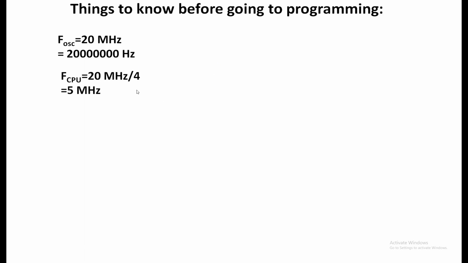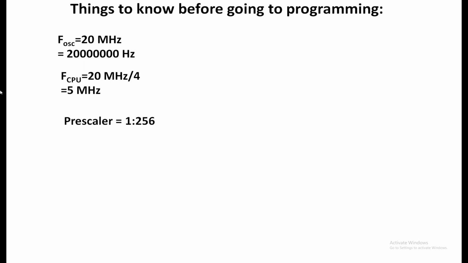Now guys, for the frequency of CPU, divide the frequency of oscillator by 4. That is done by the internal architecture of the PIC. So it becomes 5 megahertz. Suppose if your crystal was 16 megahertz, then it will become 4 megahertz. So whatever value you have over there, you will divide it by 4. Then the frequency you get is the frequency of the CPU.